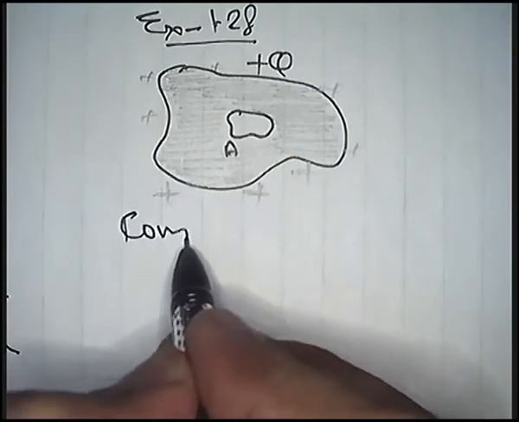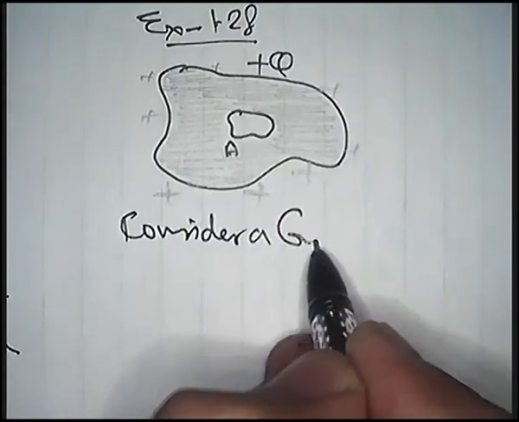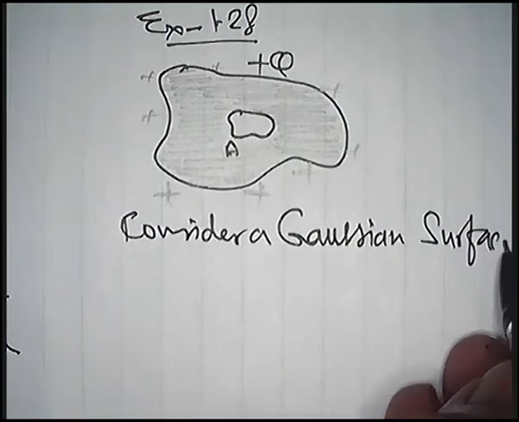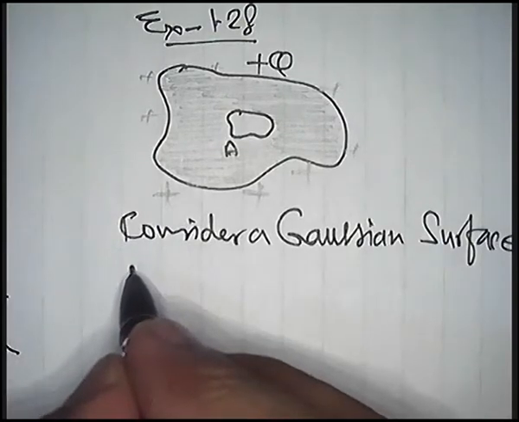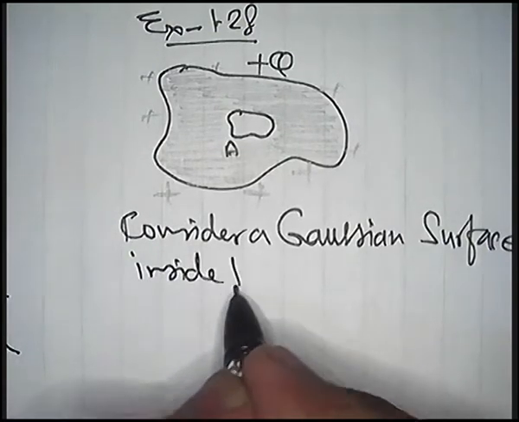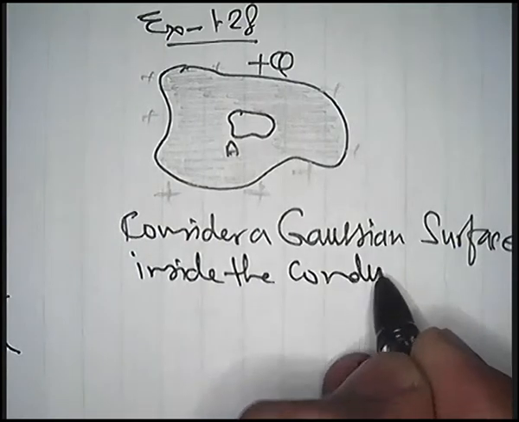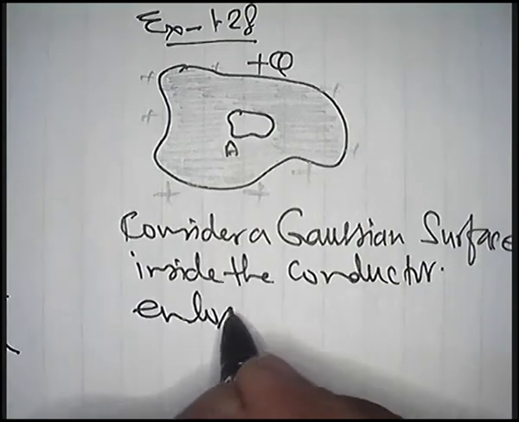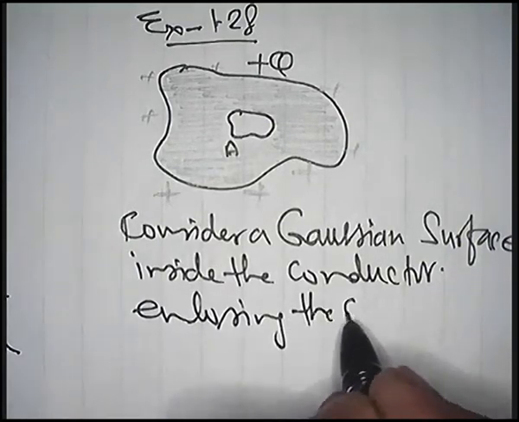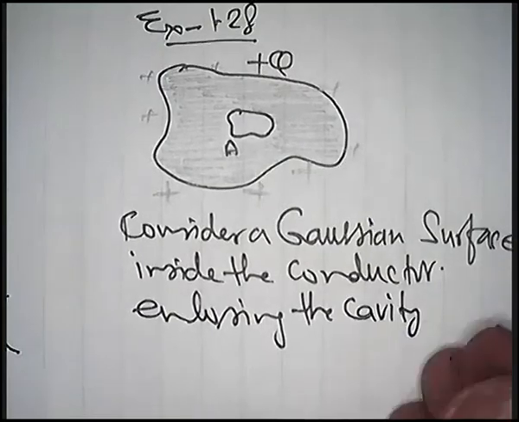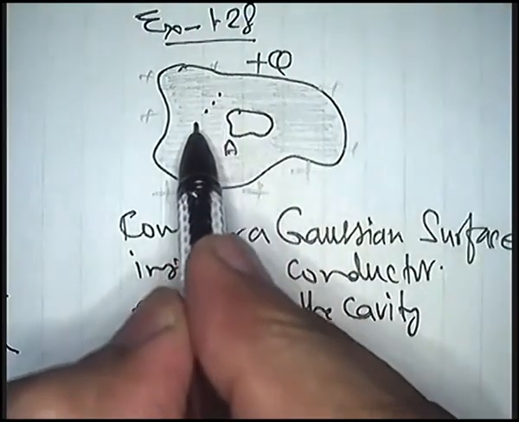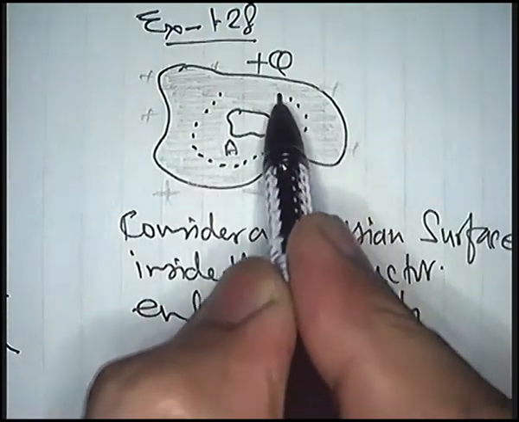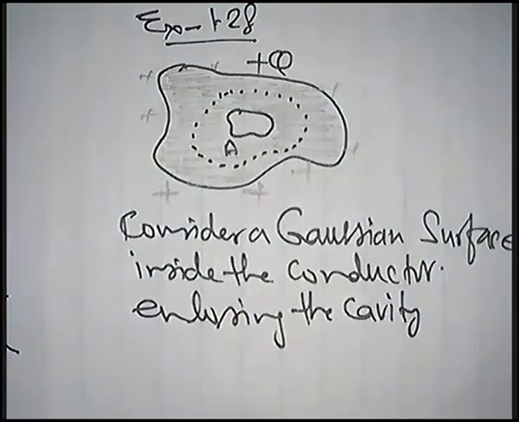Now consider a Gaussian surface inside the conductor, but enclosing the cavity. This is the Gaussian surface. I draw it irregular shaped. This is a Gaussian surface.